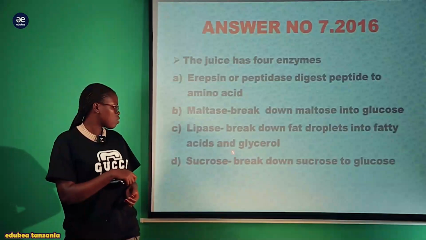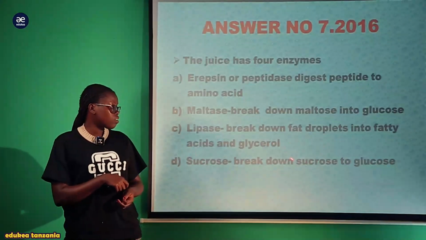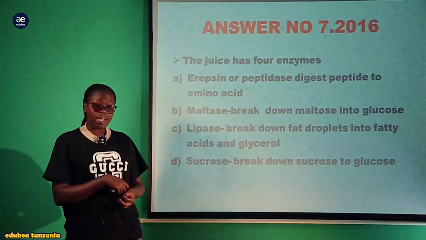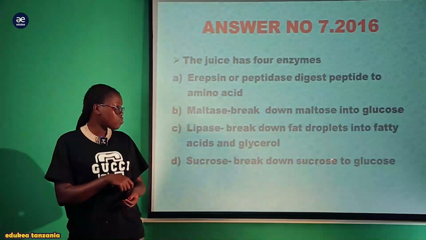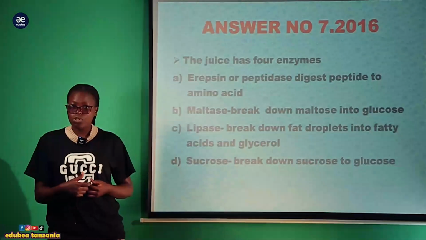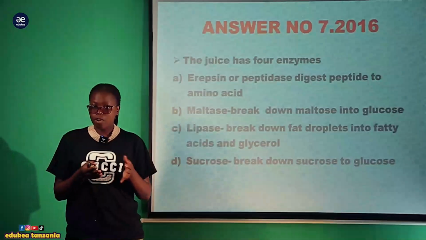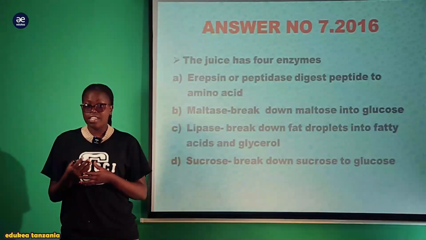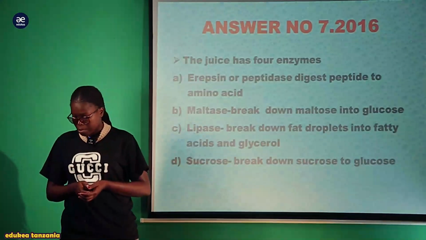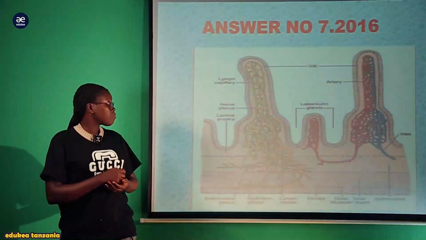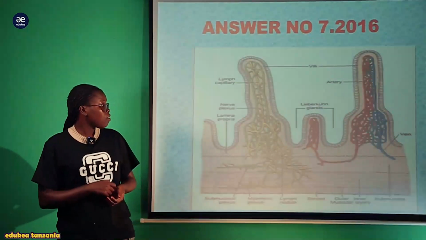Also, another one is sucrase, which breaks down the sucrose to form glucose, which is also used as a source of energy in the body once broken down, either aerobically or anaerobically, to provide energy in the form of ATP to be used by the body. So this is the structure of the ileum, how it looks like.